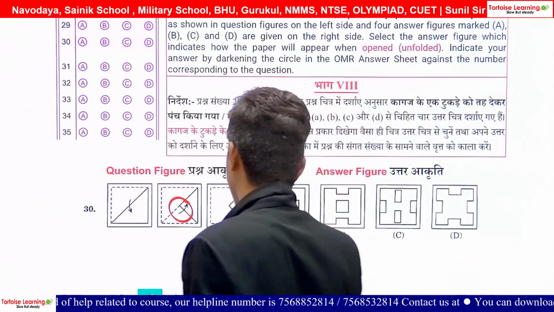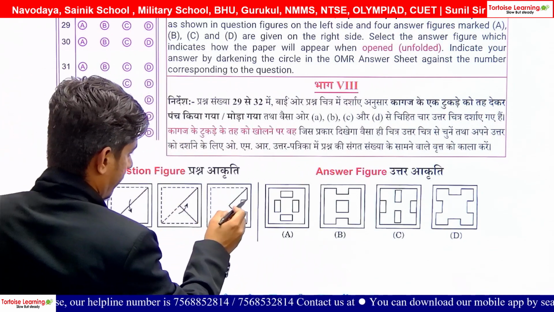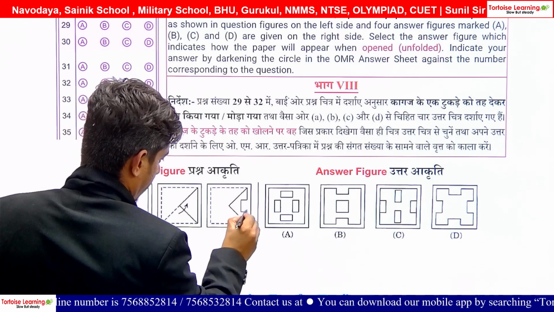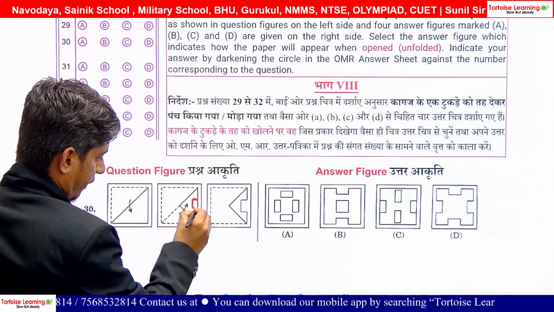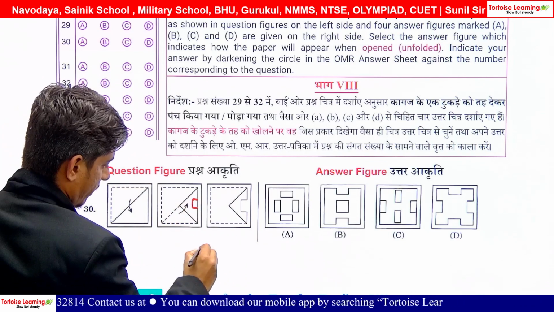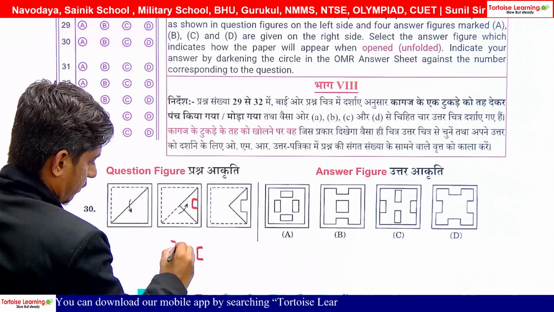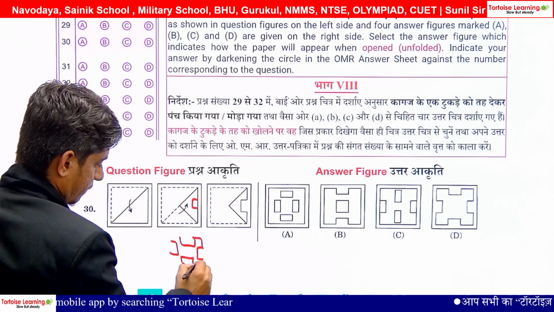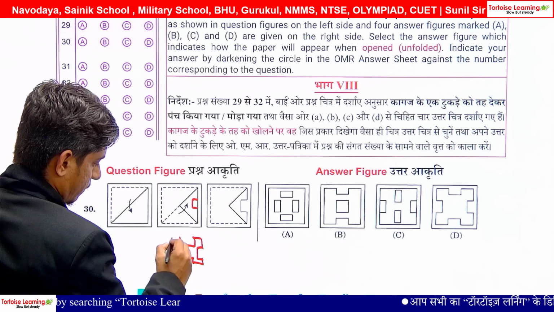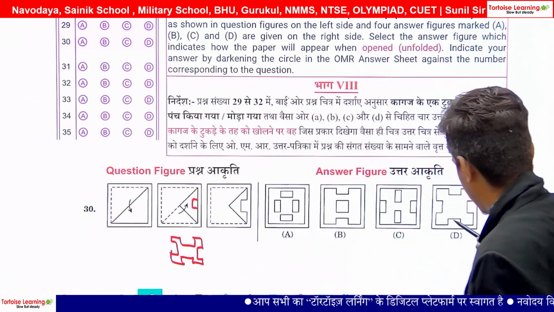Next, start with this one. Okay, 1, and when we open, this should be empty. When we open, this should be empty, this should also be empty, this should also be empty, and this should also be empty. We want this type of figure. Okay, and if you look, this is the same figure.